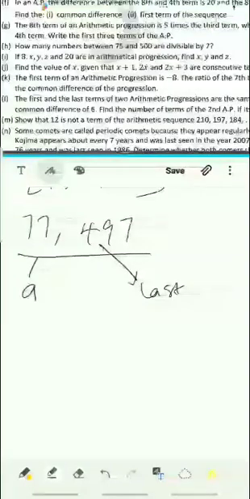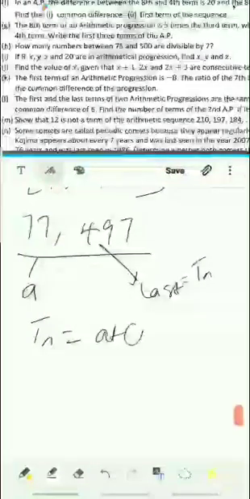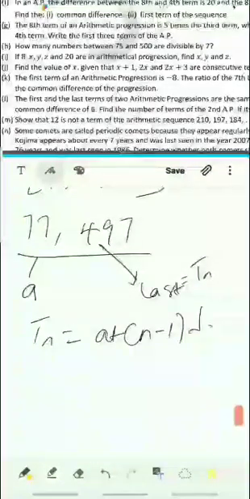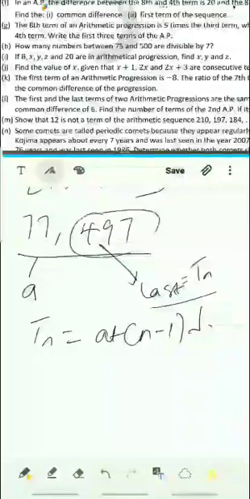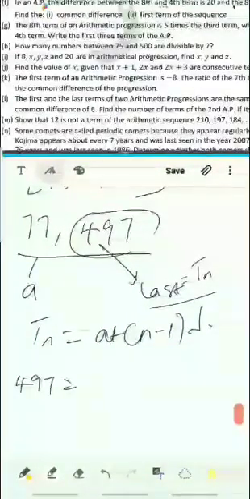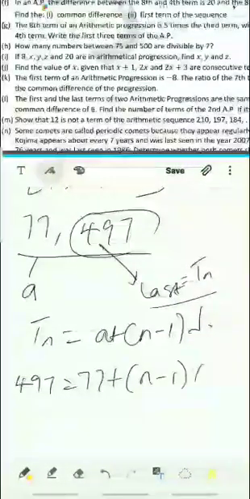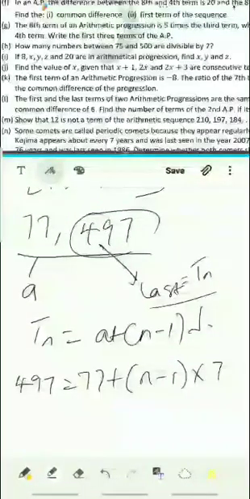Okay, last term, Tn. So how do we recall that Tn is equal to what? A plus (n minus 1)d. What is Tn? The last term that can be divided by this is what? 497. So 497 is equal to what? First term, A, 77, plus (n minus 1) times, what's the common difference? The common difference is 7.